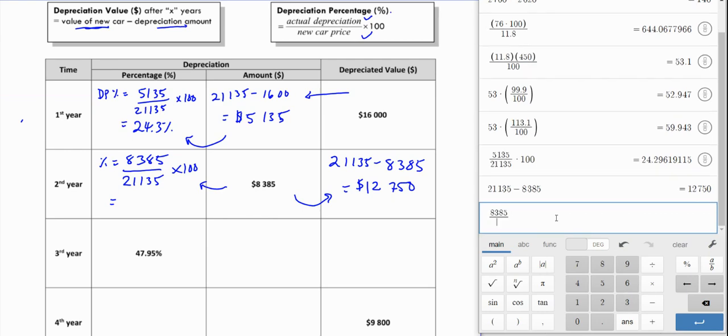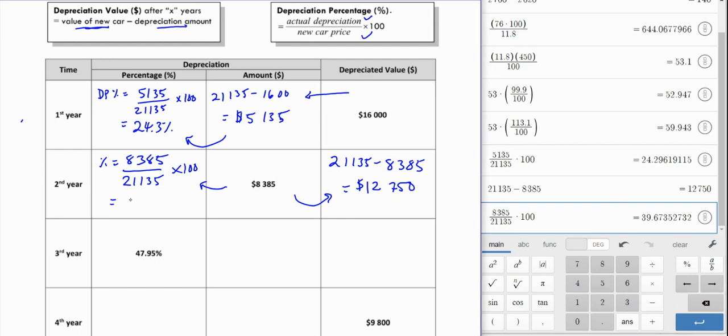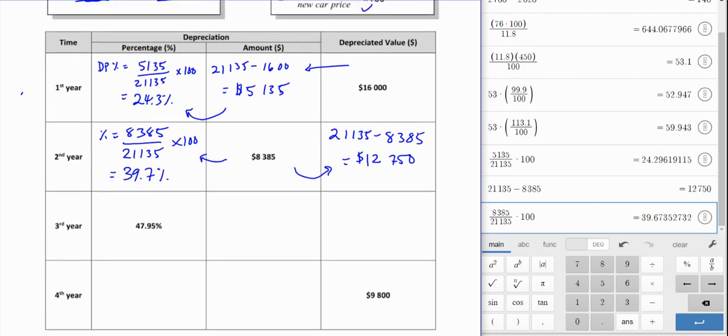8,385 divided by 21,135 times 100 as a percent, we have 39.7%. So our car is now worth 39.7% of what it used to be. All right, kind of sad.